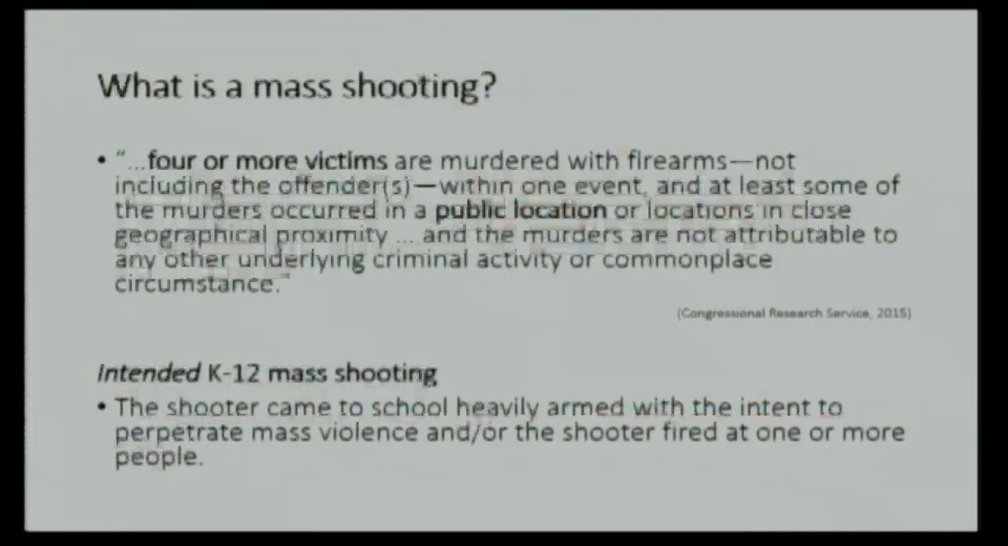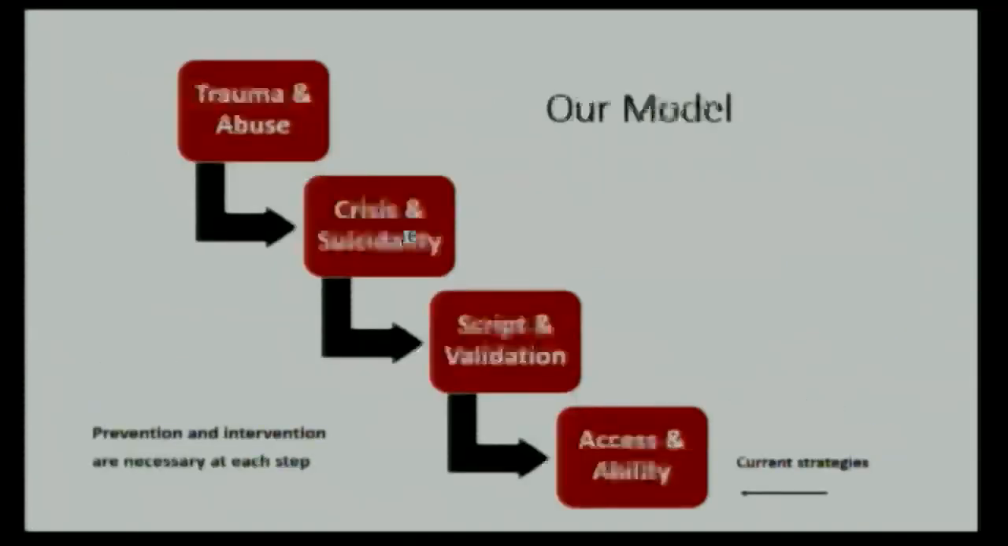So the definition that we used in our database, which is the federal government's definition, is a mass shooting is when 4 or more people are killed in a public location. And today I'm also going to be talking about some findings from an extension of this work that looks specifically at school shootings in K through 12 schools. And in that case, we did mass shootings, but also attempted mass shootings. So we looked at instances where someone came into the school heavily armed with the goal of shooting indiscriminately at multiple people, even if 4 more weren't actually killed.